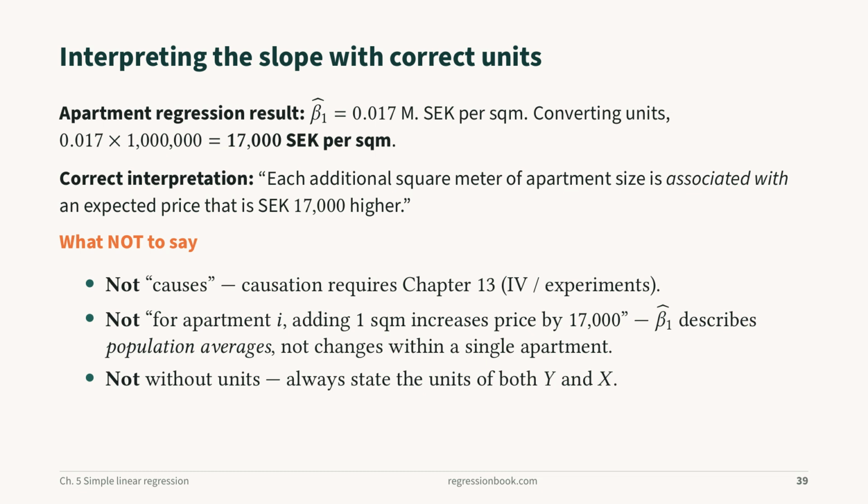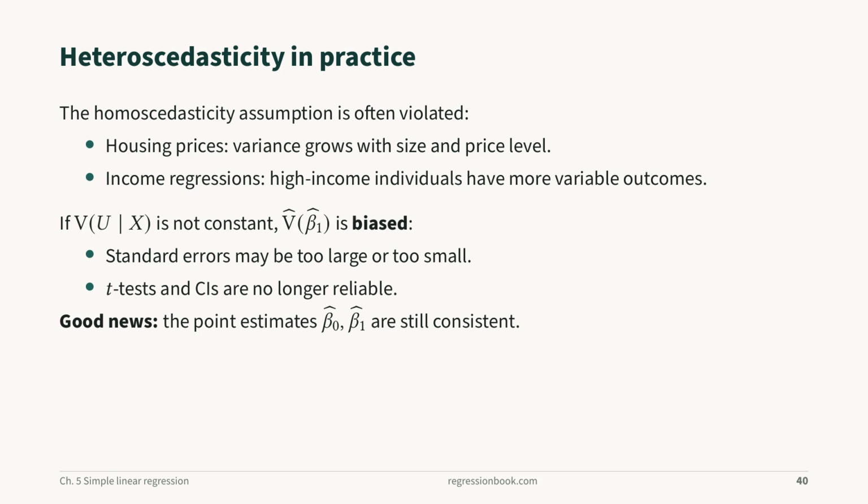Units discipline the slope. 0.017 million kroner per square meter converts to 17,000 kroner per square meter, and the correct sentence is, each additional square meter is associated with an expected price 17,000 kroner higher. What not to say is listed for a reason. Not causes, which awaits chapter 13. Not for this apartment, adding a meter raises its price, because the slope describes population averages, and never a number without its units. Heteroscedasticity is not exotic, it is the norm in economics.